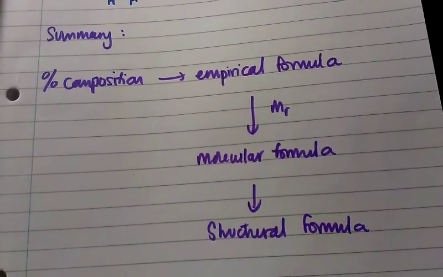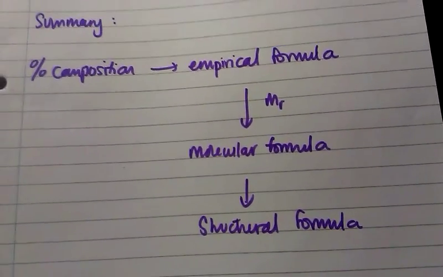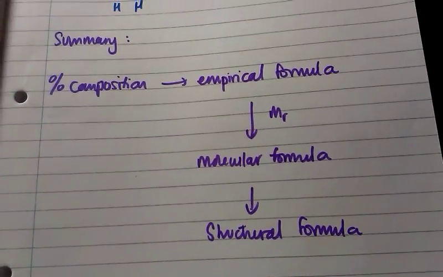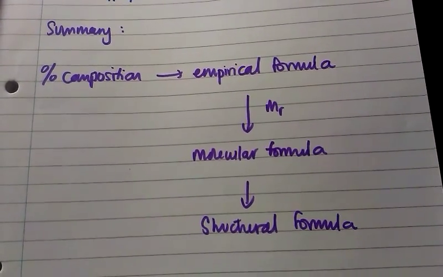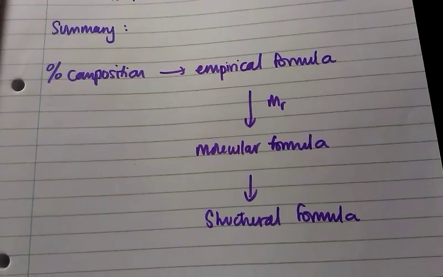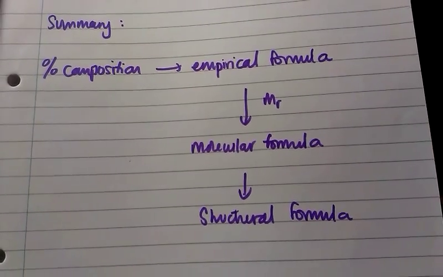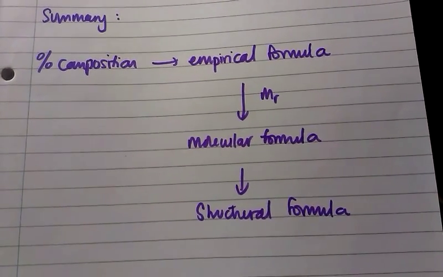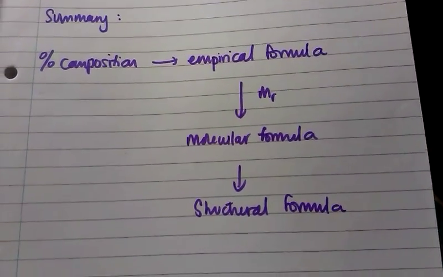So in summary then, when we're given the percentage composition of a compound, it doesn't matter what elements are present. It could be just carbon and hydrogen, or carbon, hydrogen, oxygen. It doesn't matter what elements are present. From those percentages, we can work out what the empirical formula is. Remember, the simplest ratio of atoms of each element present in the compound. And then if we know the molar mass from that, we can then work out what the molecular formula is, and then finally we can suggest a structural formula.